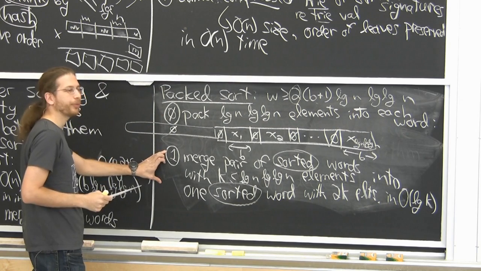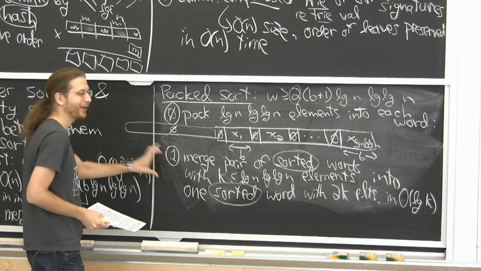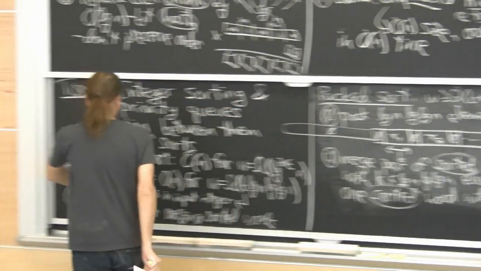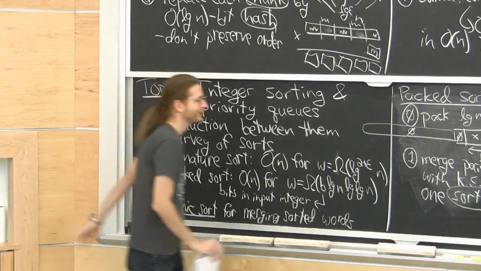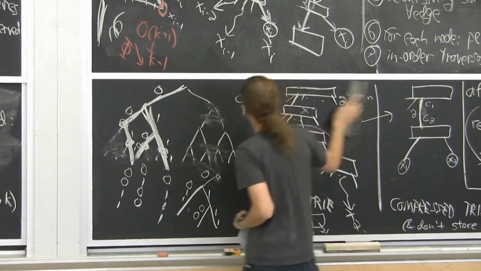This is the hardest step of pack sorting, and I'm not going to tell you how to do it until later. I will tell you, don't worry, but this is going to require bitonic sorting. So I have to delay it a little bit. Suppose you had that for now. Let me tell you how the rest is easy.